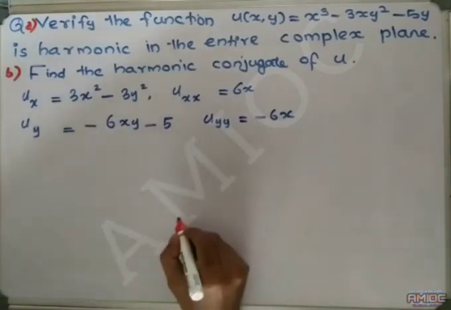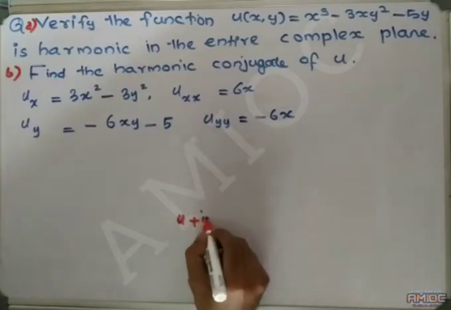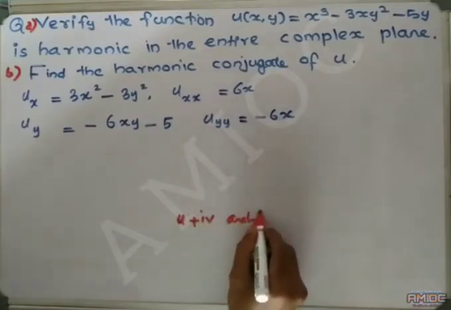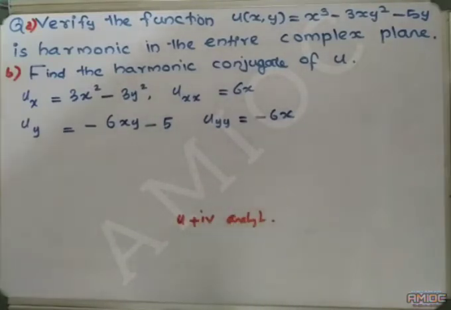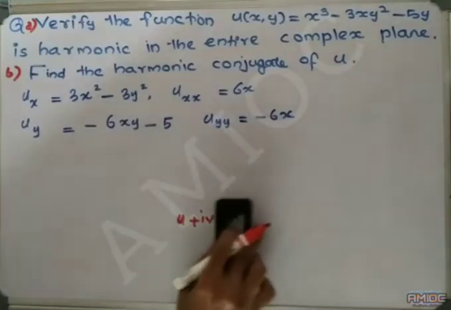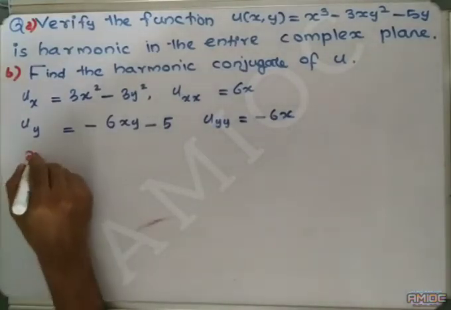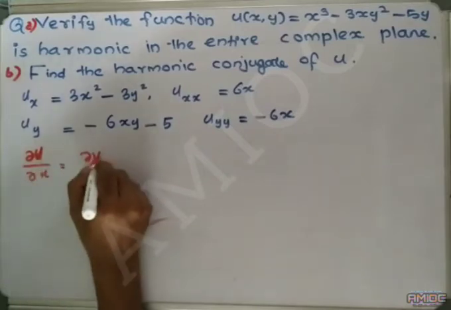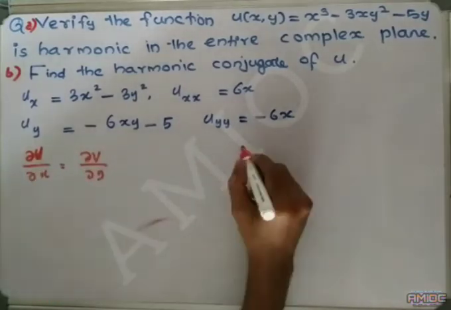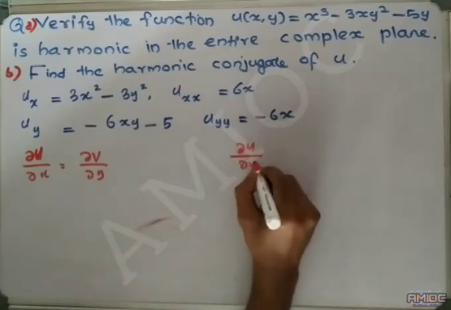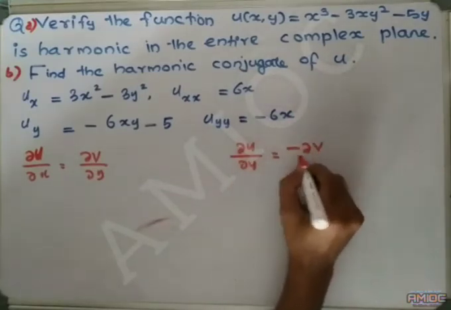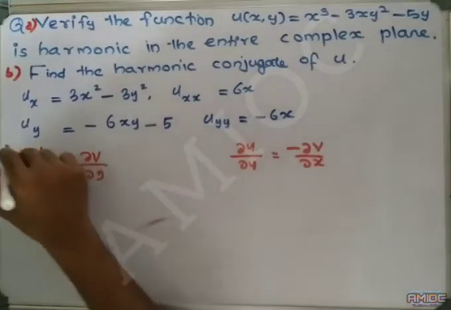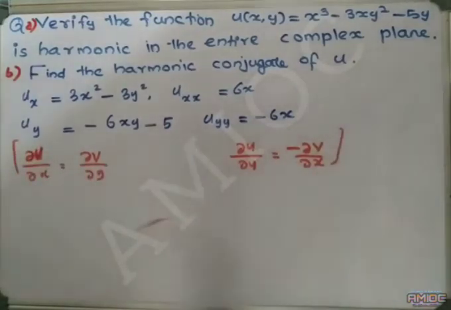We are finding the harmonic conjugate such that u plus iv is analytic. As analytic, the functions must satisfy the Cauchy-Riemann equations. The Cauchy-Riemann equations are given by dou u by dou x equal to dou v by dou y, and dou u by dou y equal to minus dou v by dou x. These are our Cauchy-Riemann equations.